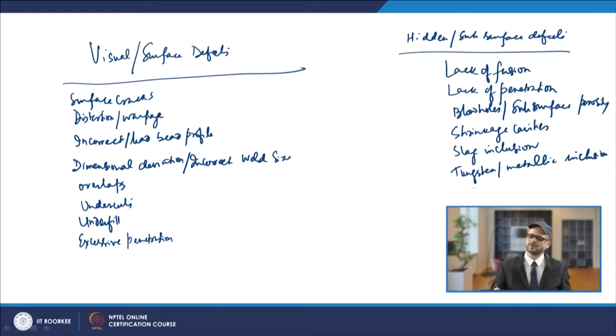Then you have coarse microstructure, which you also cannot see. That is also a defect, and coarse microstructure is one of the hidden or subsurface defects which needs to be controlled, and there are reasons for these. When we discuss these defects, we will talk about them in some depth.